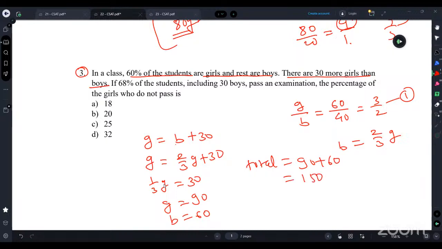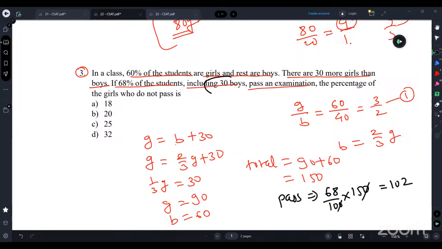Okay. Now, if 68% of the students, including 30 boys, pass an examination. See now, what will be 68% of the passed students? Passing students will be 68%, so 68 by 100 into 150. What will be this value, guys? 68 into 15 is that will be 102, right? So 102 students are getting passed.